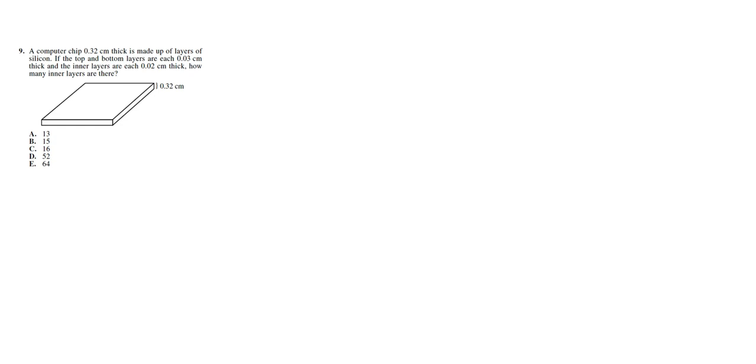A computer chip 0.32 centimeters thick is made up of layers of silicon. If the top and bottom layers are each 0.03 centimeters thick and the inner layers are 0.02 centimeters thick, how many layers are there? So we got 0.32 centimeters for the whole chip. Top layer, I'm just going to say top layer is 0.03. Bottom layer is also 0.03. How many layers are going to be between the top and the bottom?